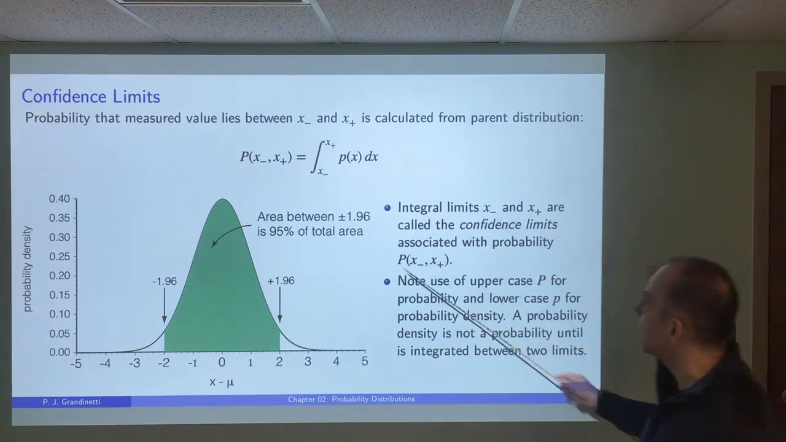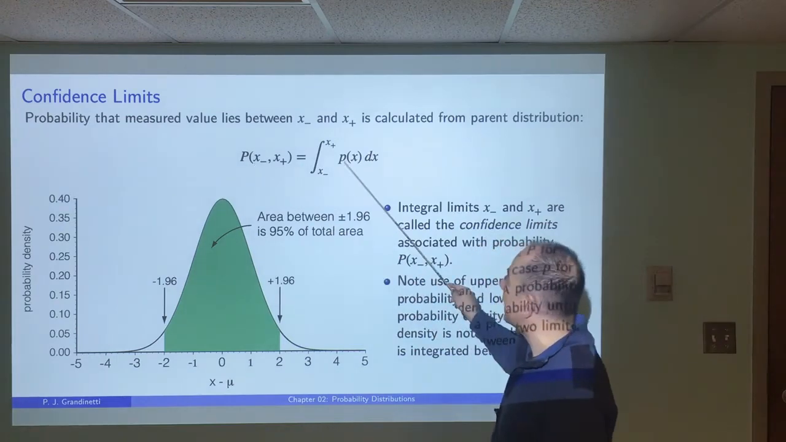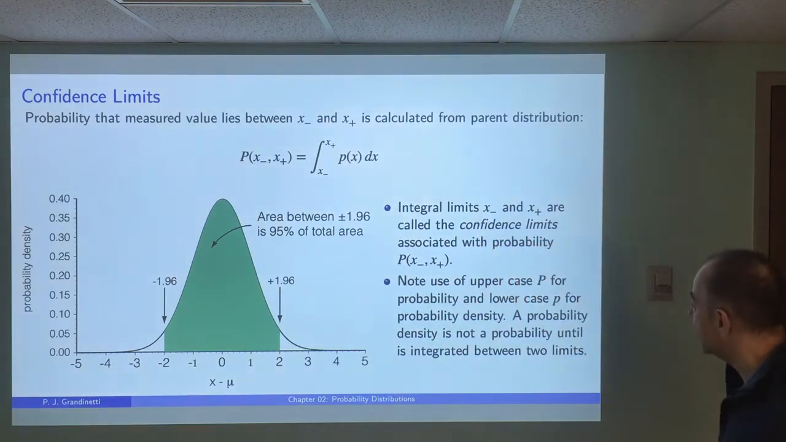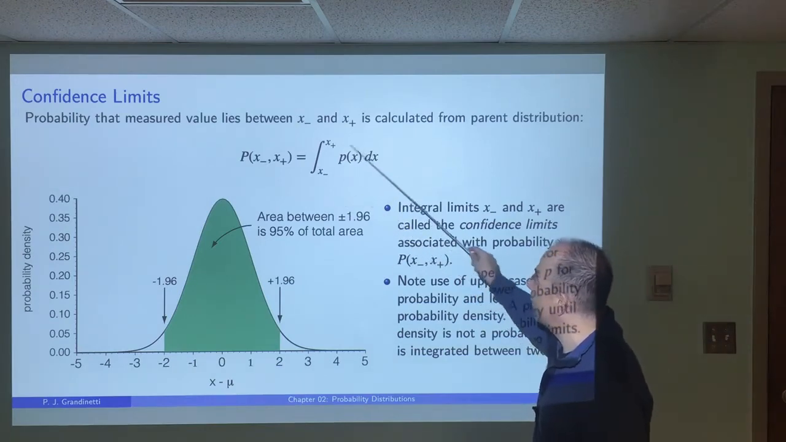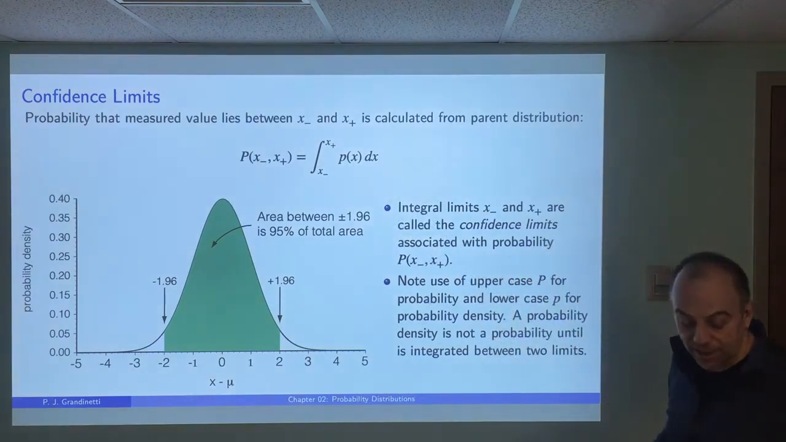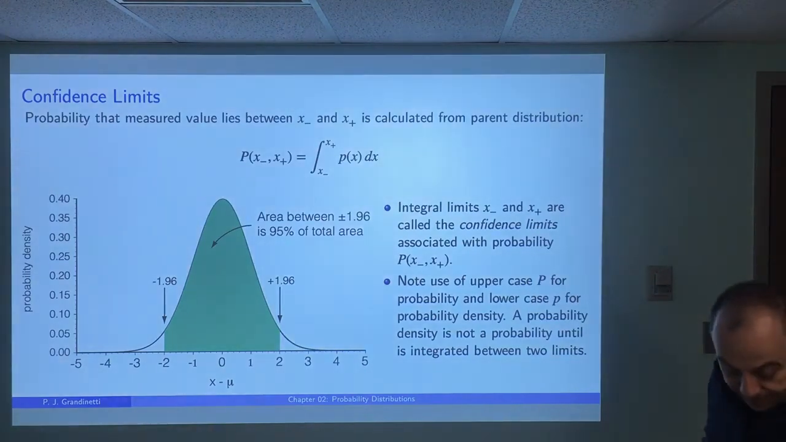And note the difference. I'm going to use uppercase P when I'm talking about probability and lowercase p when I'm talking about probability densities. You have to be careful, because a probability density is not a probability until you integrate it between two limits. So by itself, p doesn't represent a probability, only a probability density.